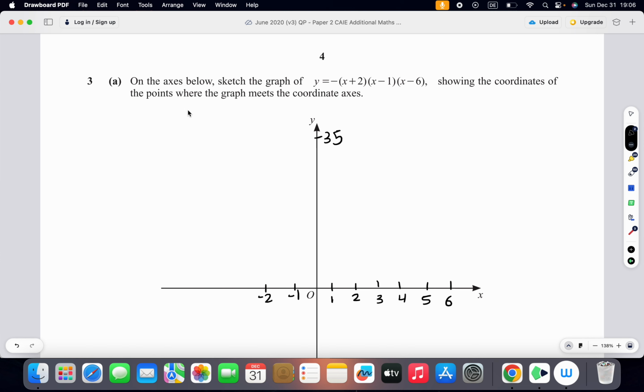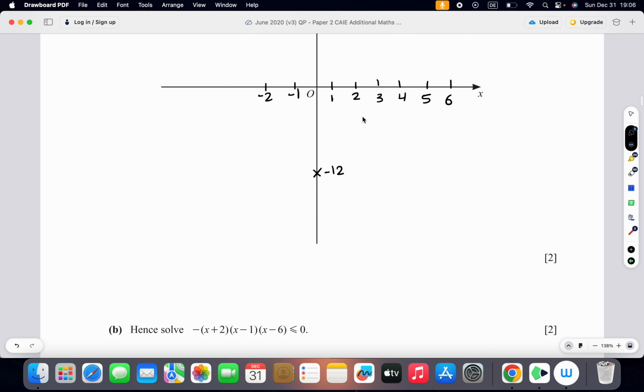So question 3 states, on the axes below, sketch the graph of y is equal to negative (x plus 2)(x minus 1)(x minus 6), showing the coordinates of the points where the graph meets the coordinate axes. So we want to work out and draw a rough sketch of this graph. So let's get into it.